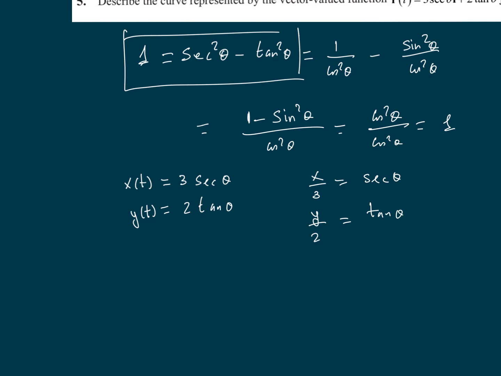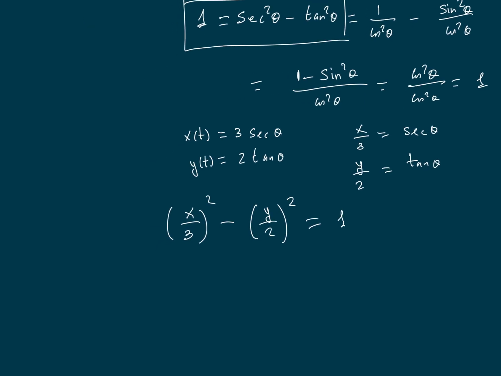Let's put this information here. Secant square of theta will be x divided by 3 squared, minus tangent square of theta, which is y divided by 2 squared, and this is equal to 1. So as a conclusion, we have x squared divided by 9 minus y squared divided by 4 equals 1. And this is the equation of a hyperbola.